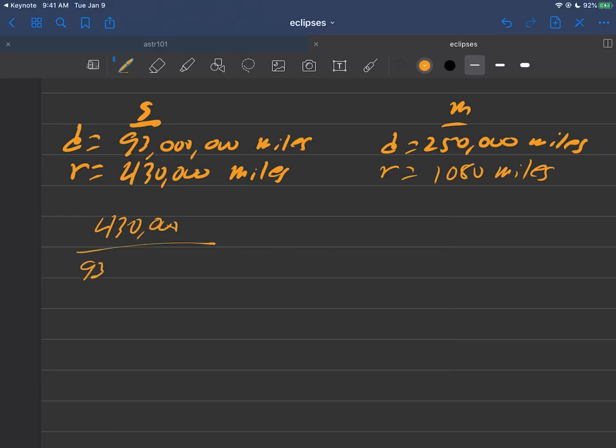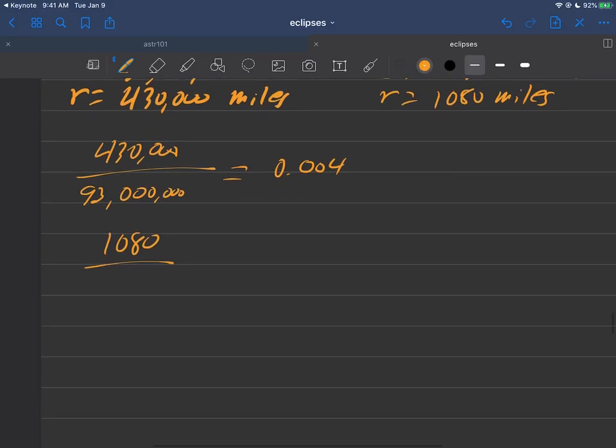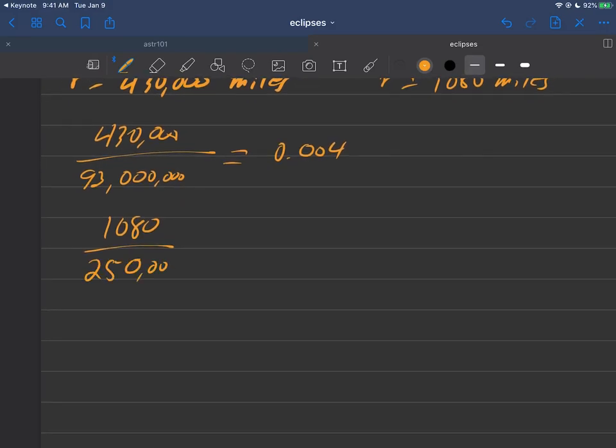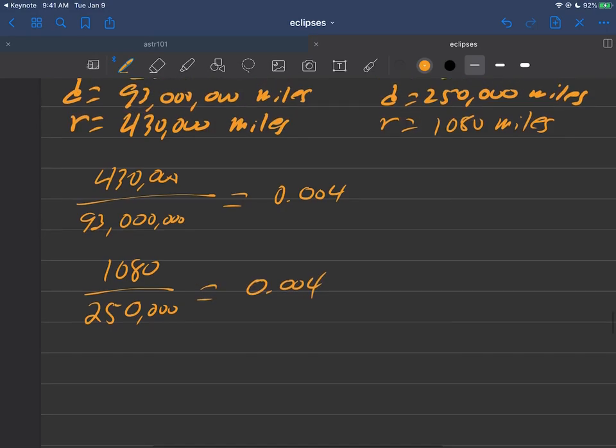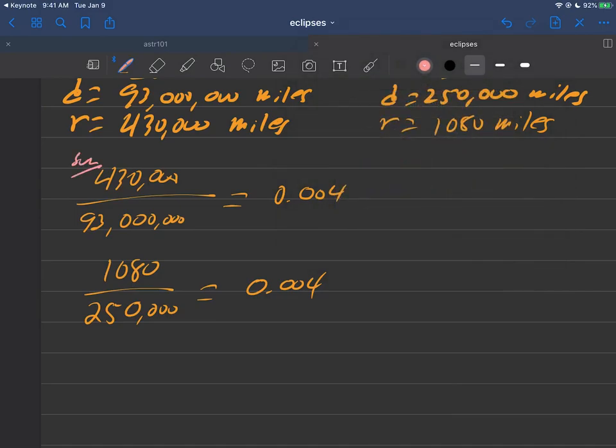430,000 divided by 93 million, you get a number of about 0.004. Just do a little division there. And you won't believe it, but if I take 1,080 and divide that by about 250,000, I get the same number. So these numbers here are for the sun, and these numbers here are for the moon. You can just remember that. But I get the same number when I take that ratio, not ration, ratio, of the radius to distance. I get the same number.